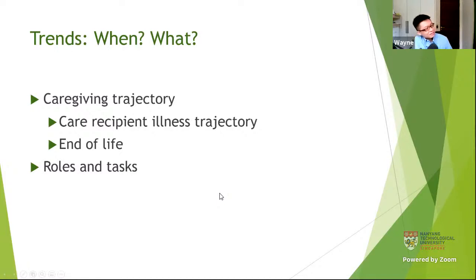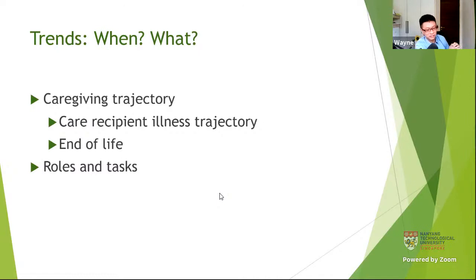When we say caregiving, we also ask ourselves when and what. When do we start becoming a caregiver? We often become a caregiver when our loved one, the senior, falls down or starts to experience some chronic illness. Every illness has a trajectory, and our caregiving journey often coincides with the trajectory of the patient.